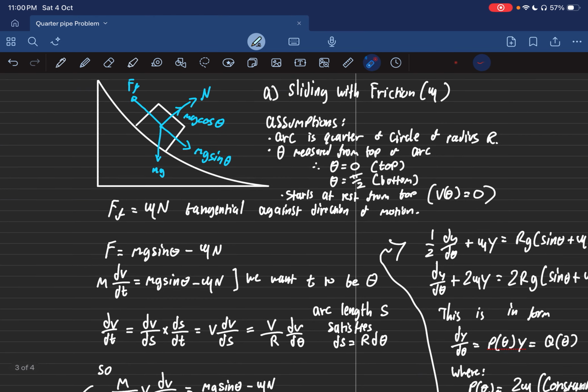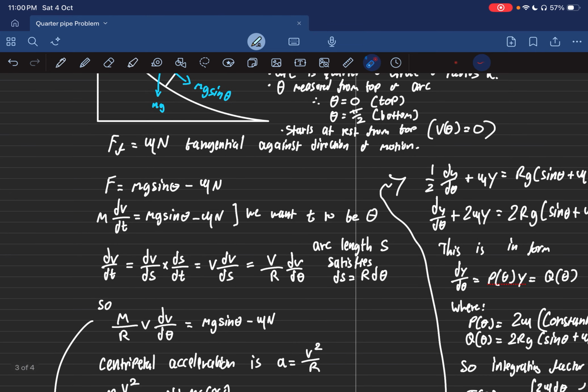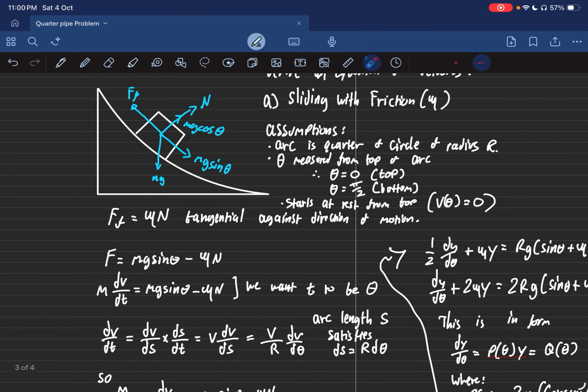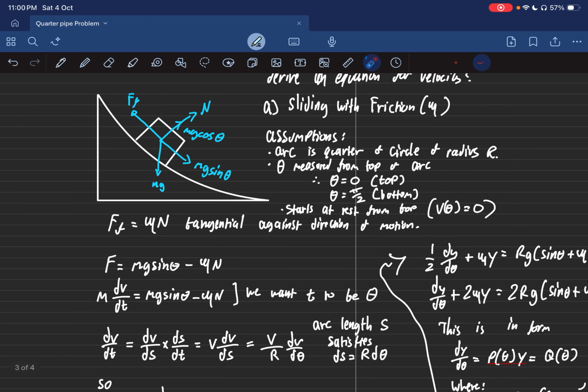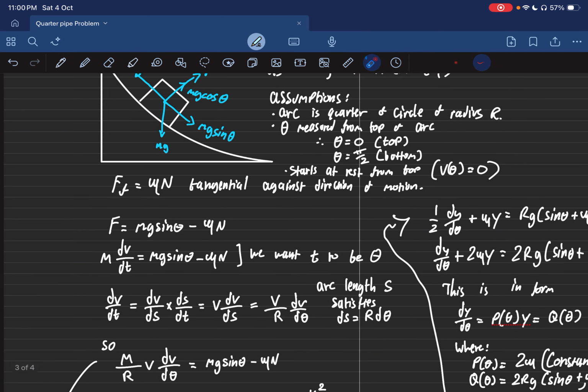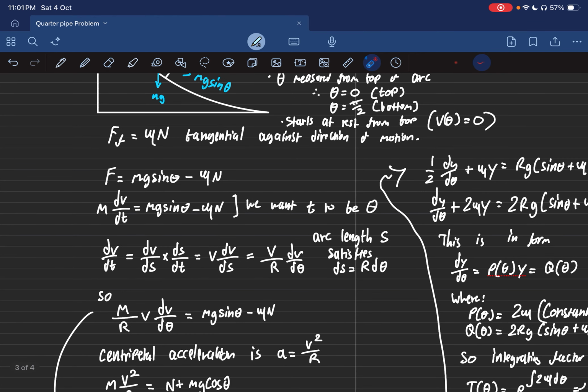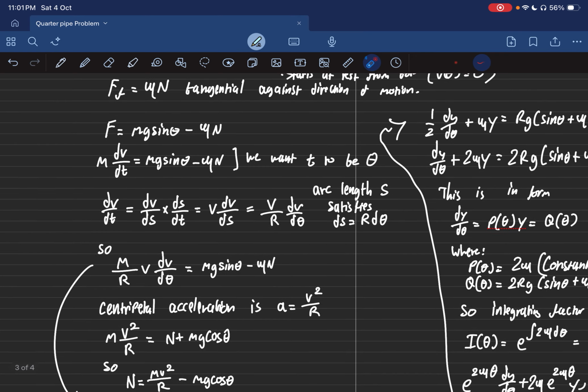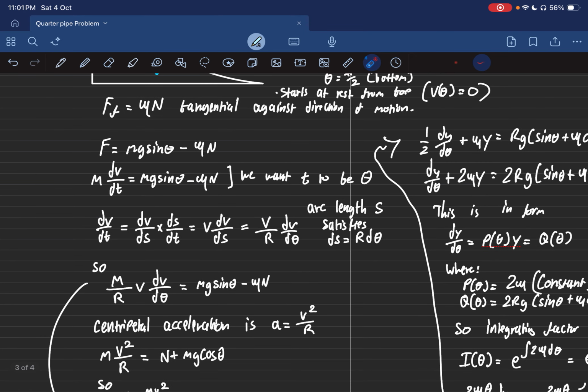So what are we doing? First, we're equating forces tangential, parallel to the direction of travel. F equals mg sine theta minus the friction. We're just saying it's at that point right there. F is ma, Newton's second law, easy. We're going to do it as a differential equation: dv by dt equals mg sine theta minus mu N.